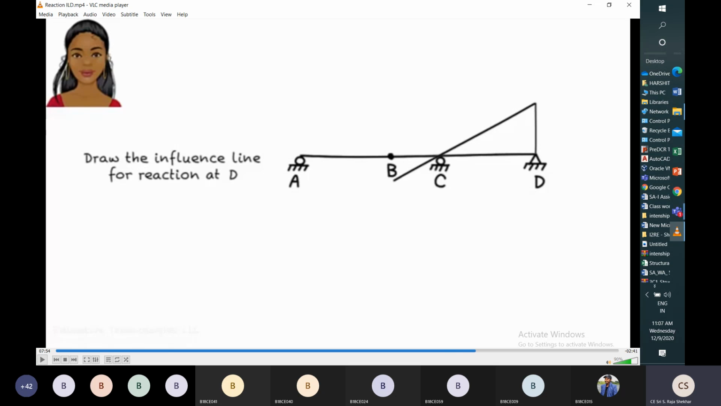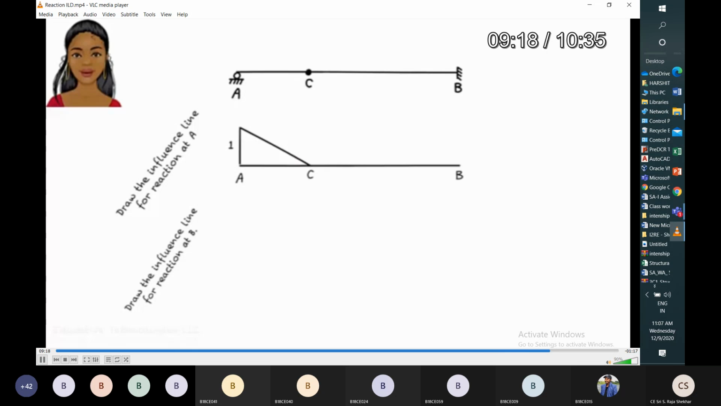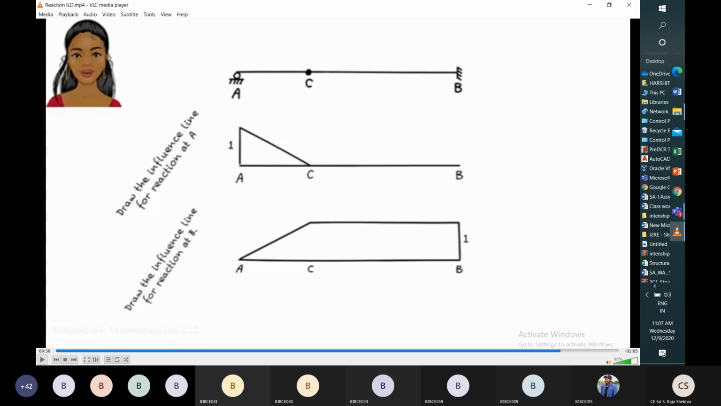So now I want to draw the reaction influence line for the support D. So for that, what we have to do? We have to push unit force at D. So this is the variation of the reaction influence line for the support D. If you see the reaction influence lines for the reaction at A and reaction at B, this is the variation.